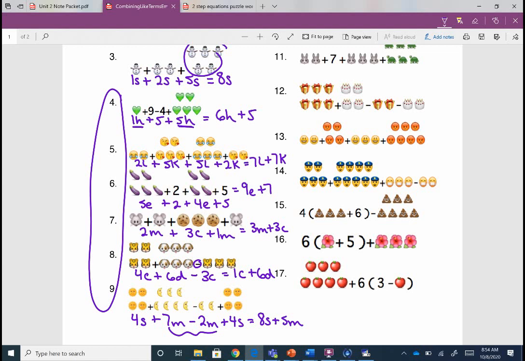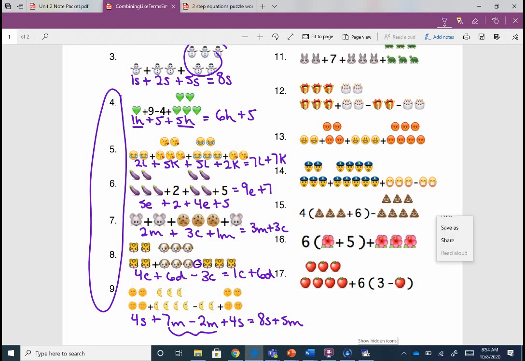If you are good with the left side, go ahead and work on the right side. And I will leave this up here so you can check if you're still working on the left.